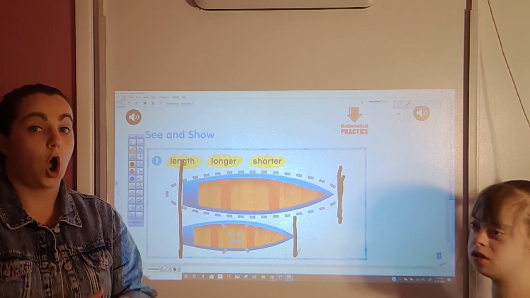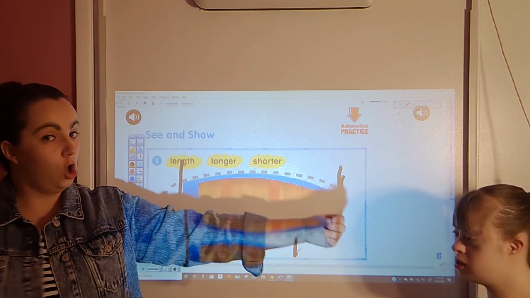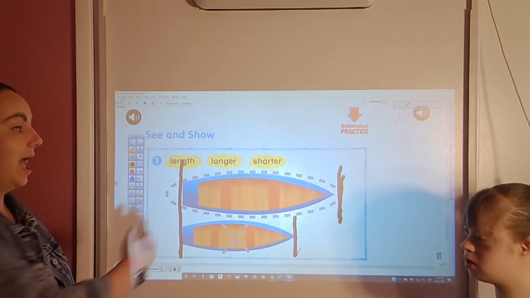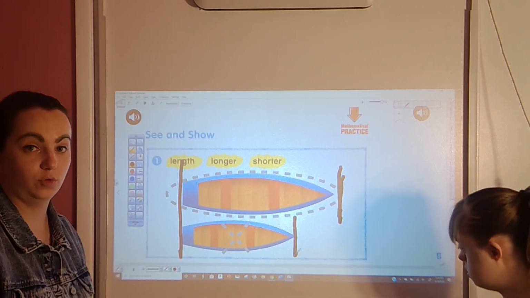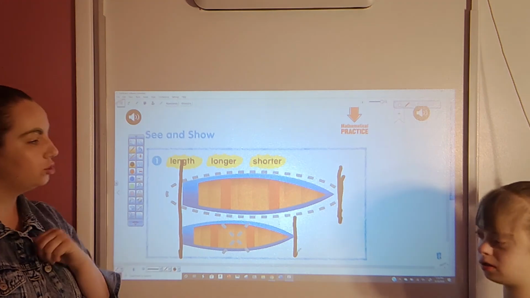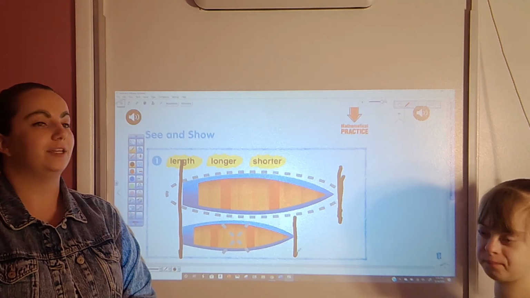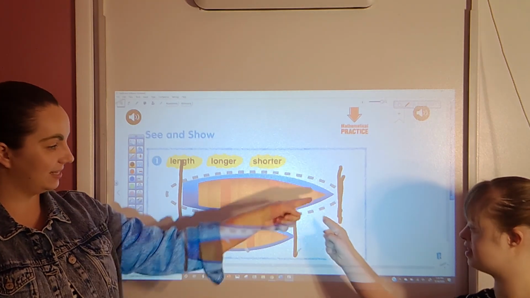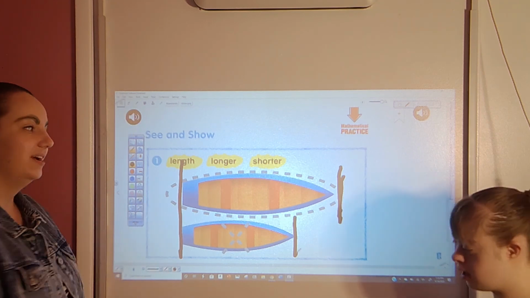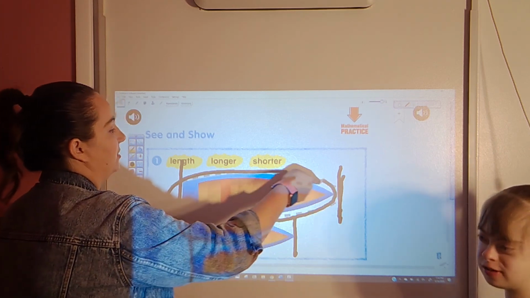Because these boats are different lengths. One boat is longer, one boat is shorter. The longer boat has more measurement to it. It's longer, more length. Looking at these two boats, Kaylee, which boat is longer, has more measurement, more length? Yes, that top one. Since it's longer, we're going to go ahead and circle it to say, this boat is longer. Nice job, Kaylee.